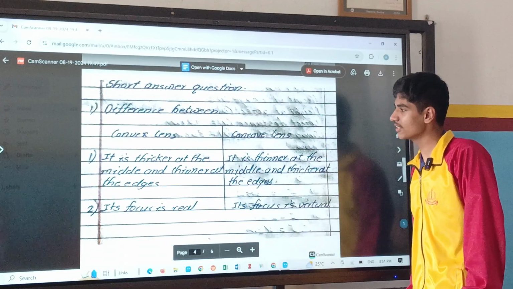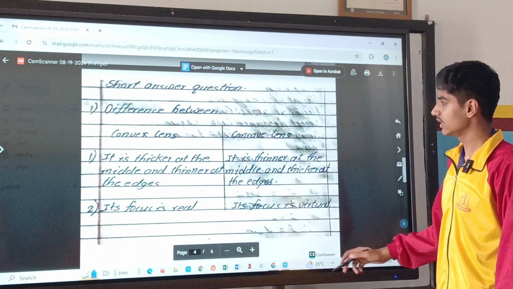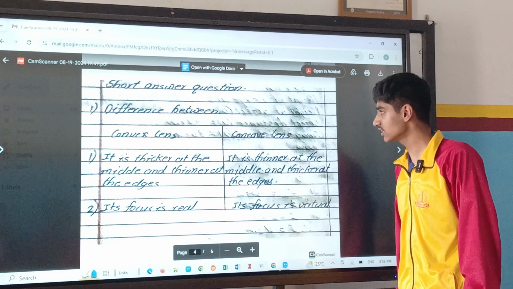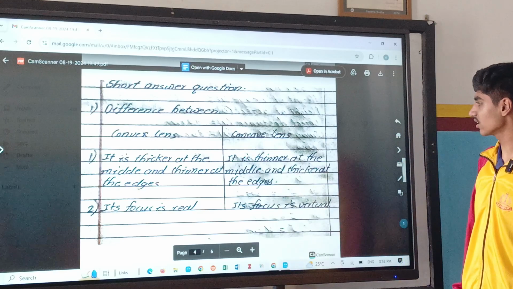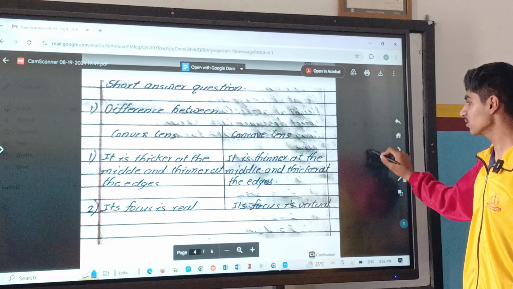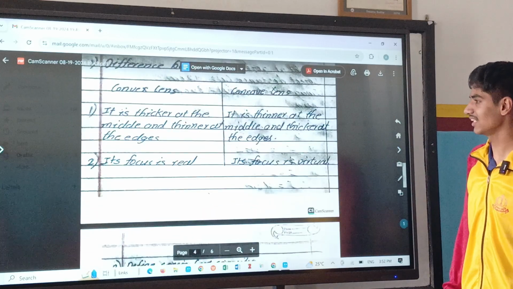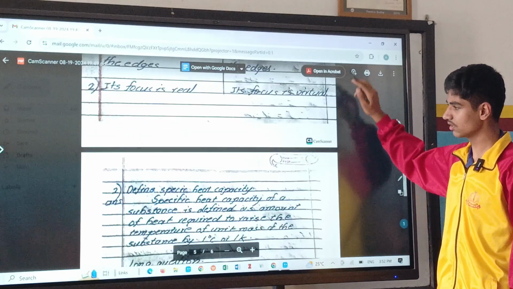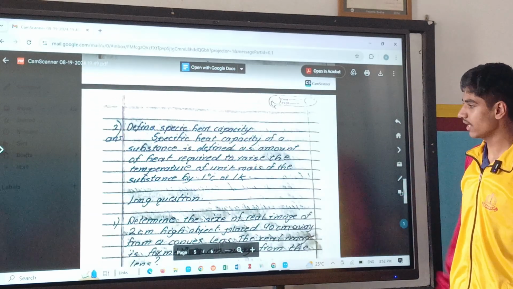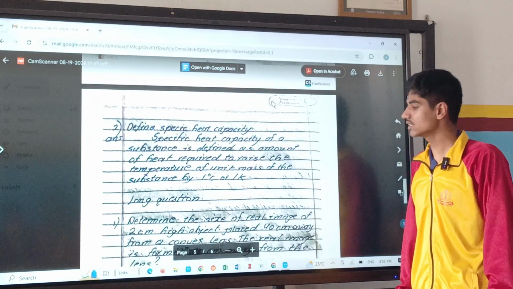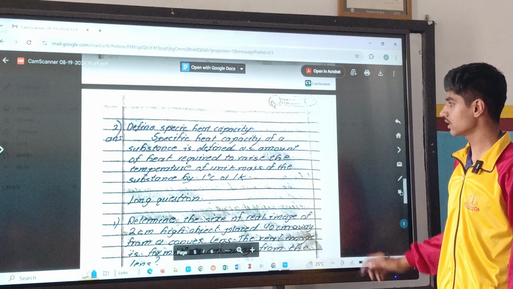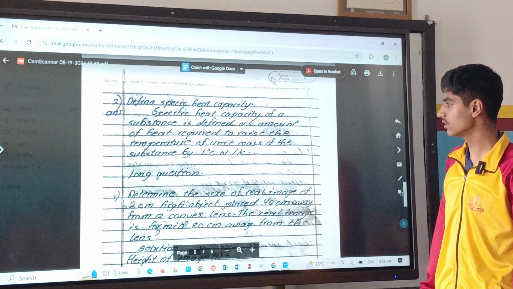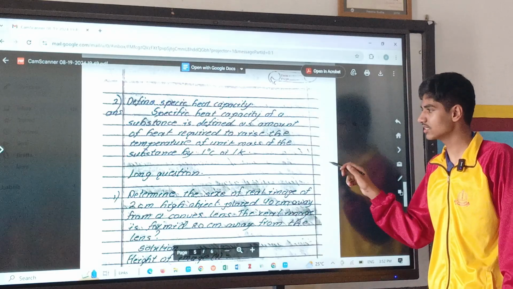Difference between convex lens and concave lens. Convex lens is thicker at the middle and thinner at the edges. Concave lens is thinner at the middle and thicker at the edges. Its focus is real. Its focus is virtual. Define specific heat capacity. Specific heat capacity of a substance is defined as the amount of heat required to raise the temperature of unit mass of the substance by 1 degree Celsius or 1 K.